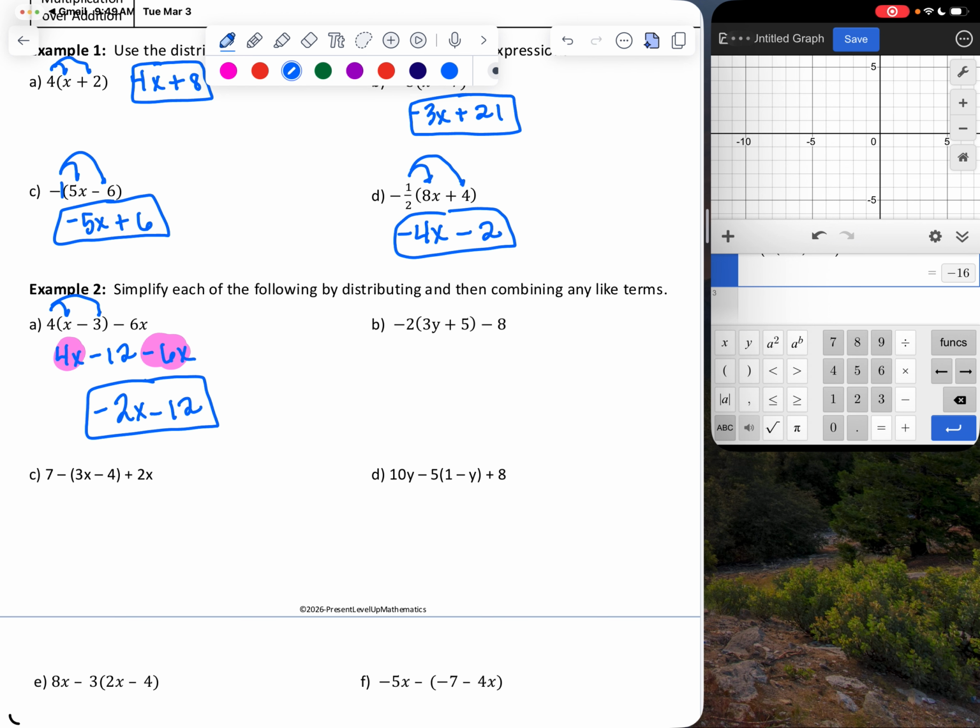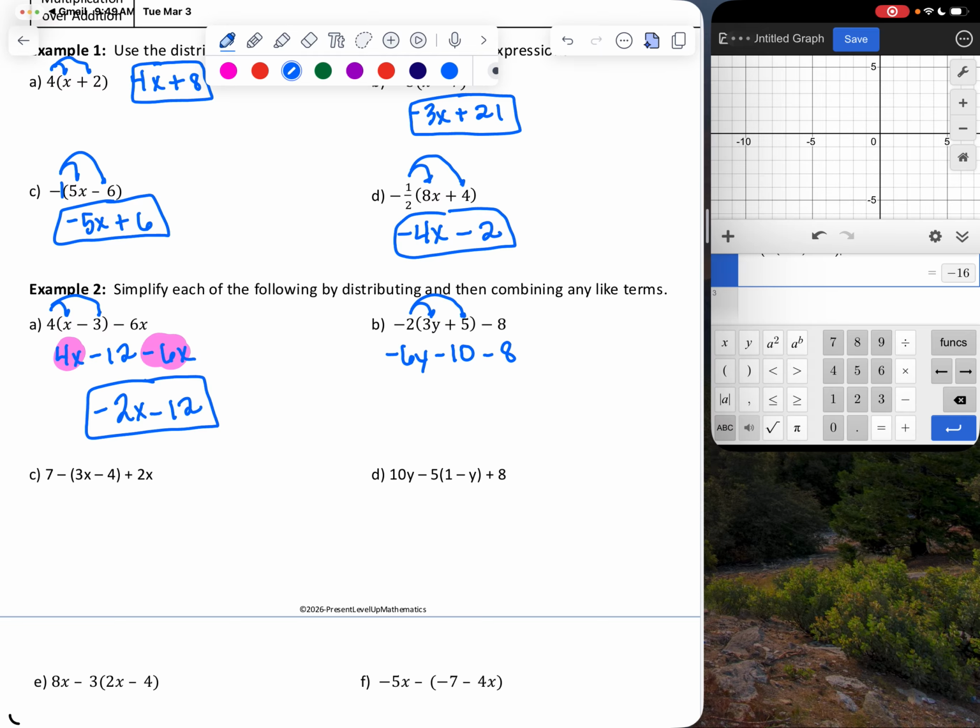All right, problem B. Negative 2 times the quantity 3y plus 5 minus 8. So we're going to multiply everything in our first parenthesis by negative 2. So negative 2 times 3y is negative 6y. Negative 2 times 5 is negative 10. So I'll write it down as minus 10. And then we have minus 8.